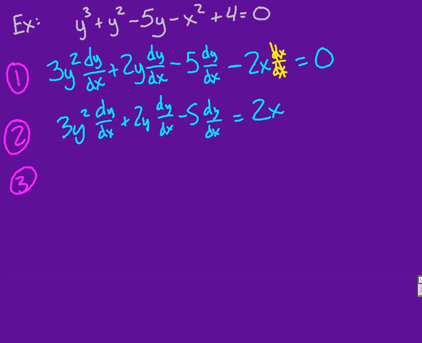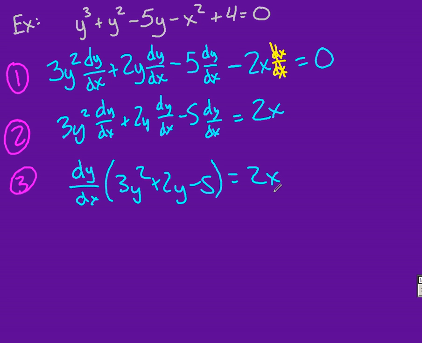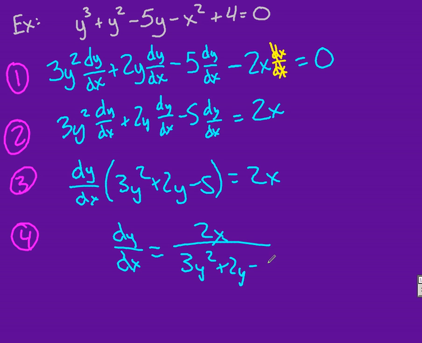Step 3 said to factor out dy/dx. So anything I have with dy/dx here, I'm just going to bring it out front. dy/dx, I'm left with a 3y squared, a 2y, and a minus 5. I still have 2x on the right. And then the last step is just to simplify to get dy/dx by itself by dividing. So I'm going to have dy/dx equal to, I had 2x on the right, and now I'm going to divide by this whole term here and get 3y squared plus 2y minus 5 as my denominator.